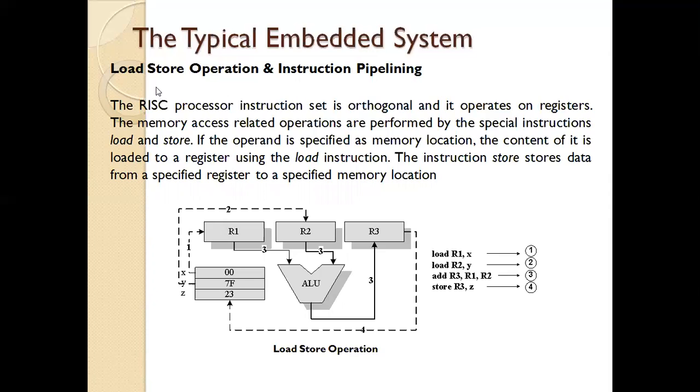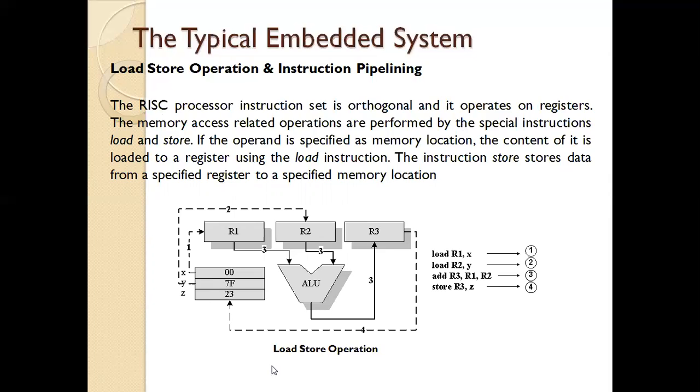Now, how the load, store operation and instruction pipelining are done in the processors or the controller. The reduced instruction set processor is orthogonal and it operates on registers. The instruction stores data from a specified register to a specified memory location. So let us see how load store operations are done in a processor or a controller.